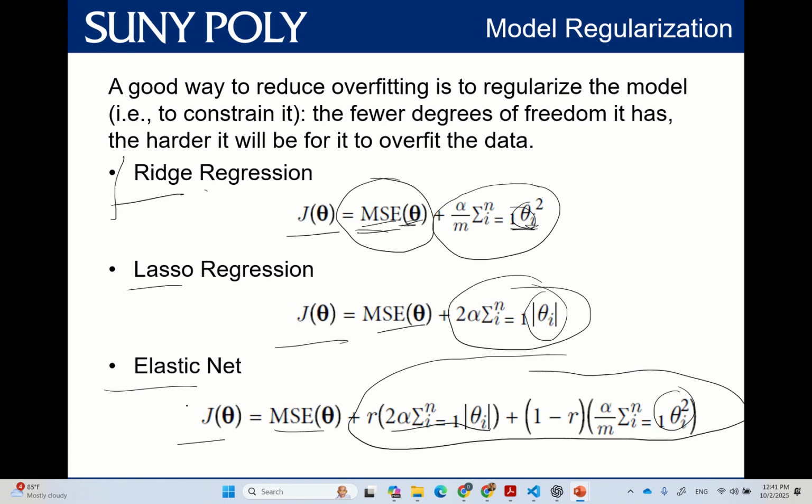And the idea of these three algorithms is just to reduce the complexity of the model that you're trying to find. So when you regularize, you are reducing the likelihood of overfitting.